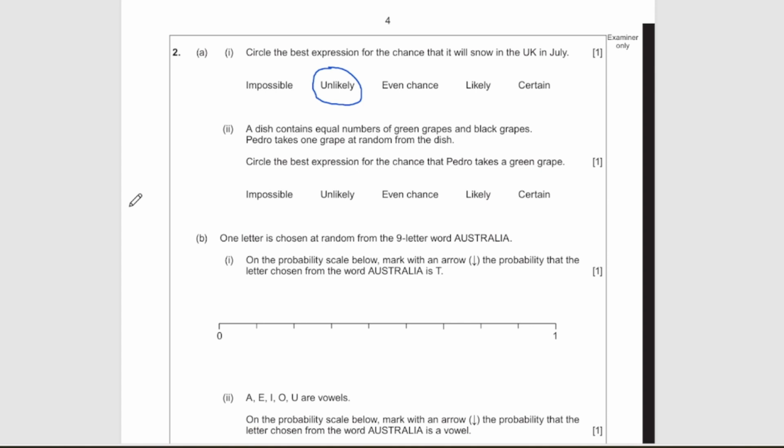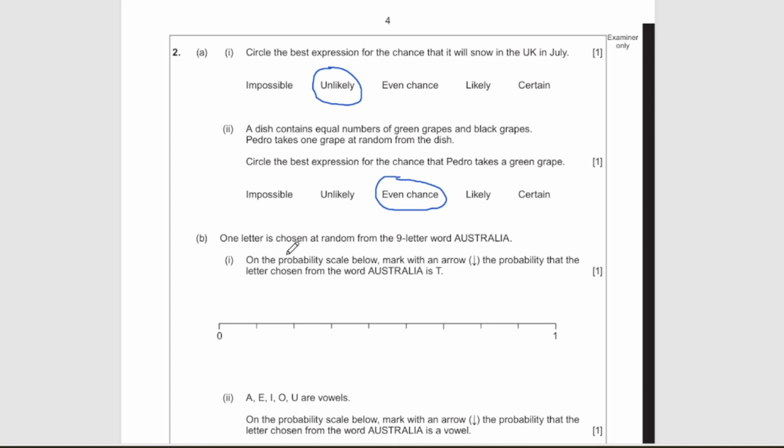A dish contains equal numbers of green grapes and black grapes. Pedro takes 1 grape at random from the dish. Circle the best expression for the chance that Pedro takes a green grape. So there's an equal number of green and black grapes, so that would be even chance. Even chance.